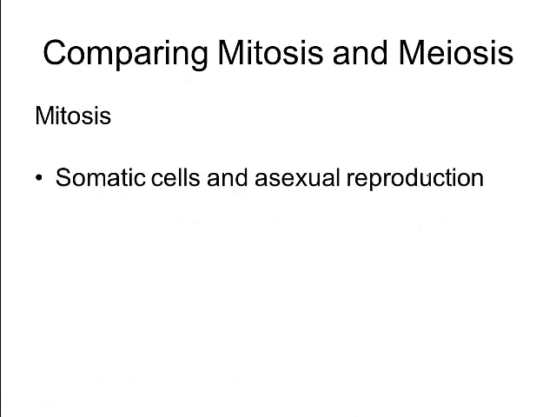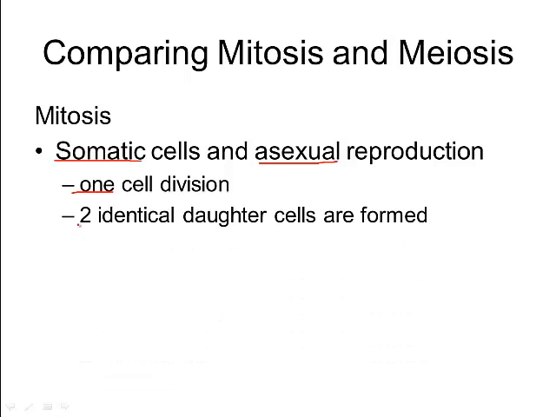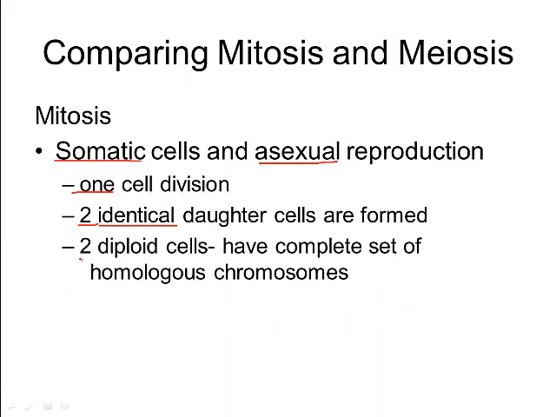So if we look at mitosis, remember mitosis is used for the formation of somatic cells during growth and repair and things like that, and also can be used for asexual reproduction of certain unicellular organisms. Your cells are going to divide only once during mitosis. And in the end, you're going to get 2 identical daughter cells. Okay, so those cells are going to be copies of each other, copies of the parent. And those cells are going to be diploid.